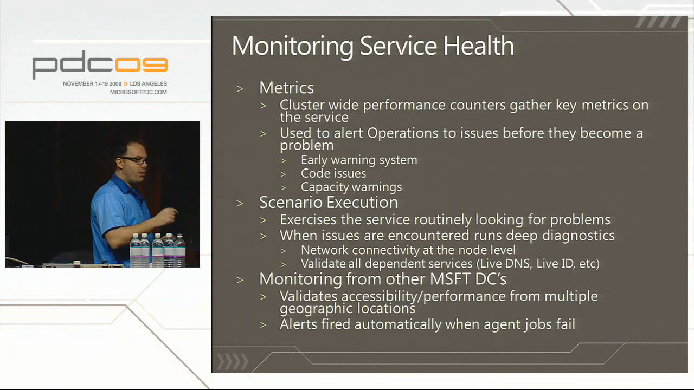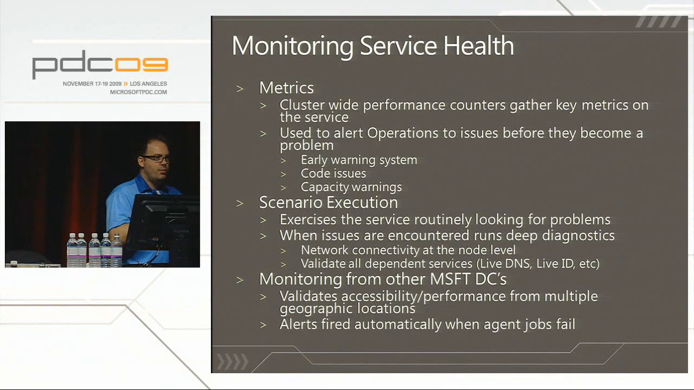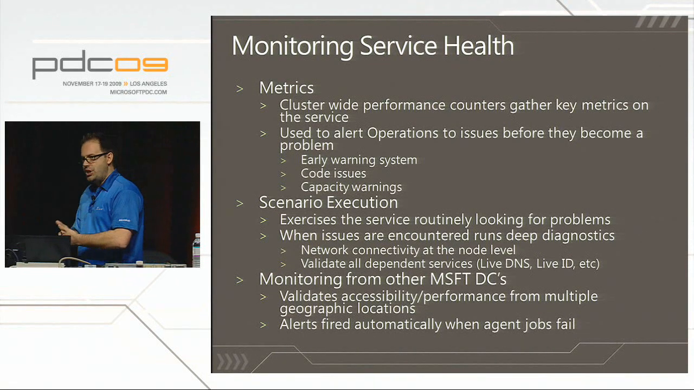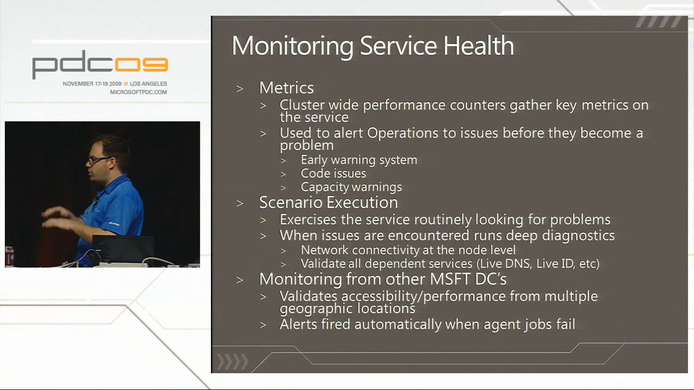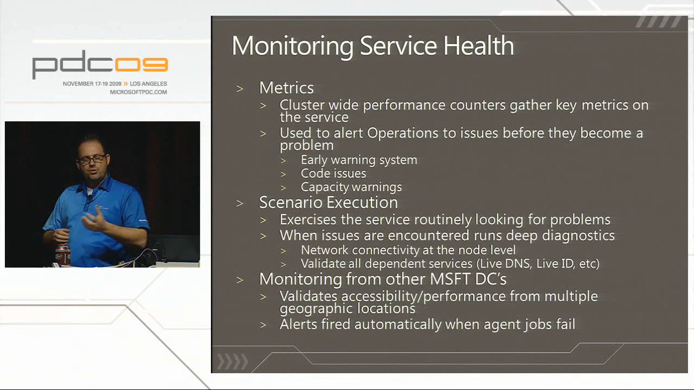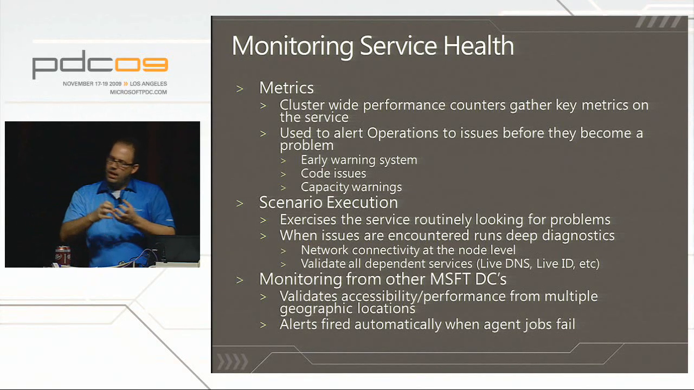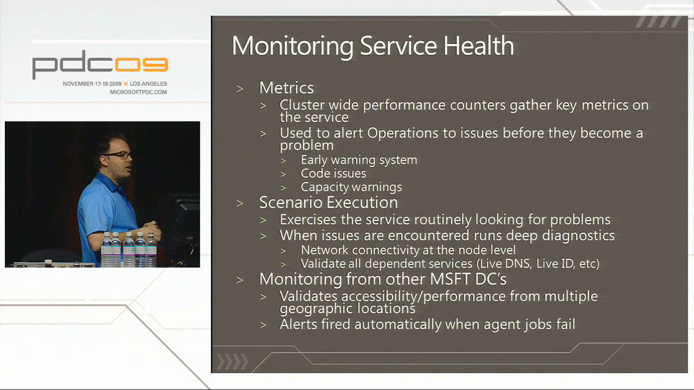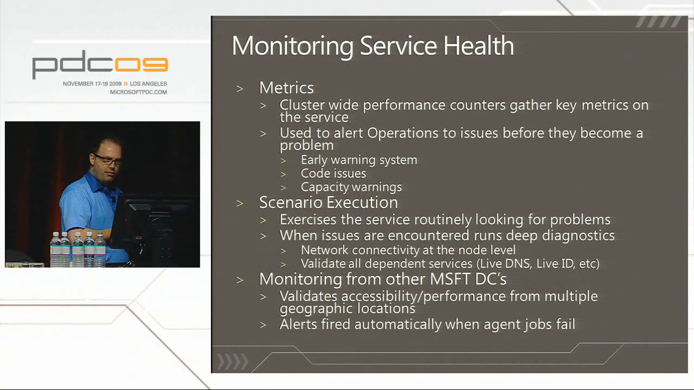If we find that there's a problem with one particular node, then we run deeper diagnostics. Here we do things like trying to ping the machine itself, trying to ping peer nodes, trying to look at dependent services, trying to create a DNS record, trying to log in with Live ID. All these sorts of things to triangulate where the real problem is. If after all of that we can identify a problem, a warning pops up in our monitoring system saying, hey, it turns out Live DNS is the problem, or it could be that the machine just needs to be rebooted.